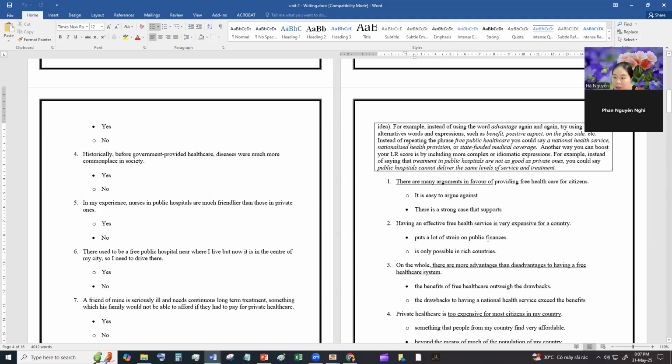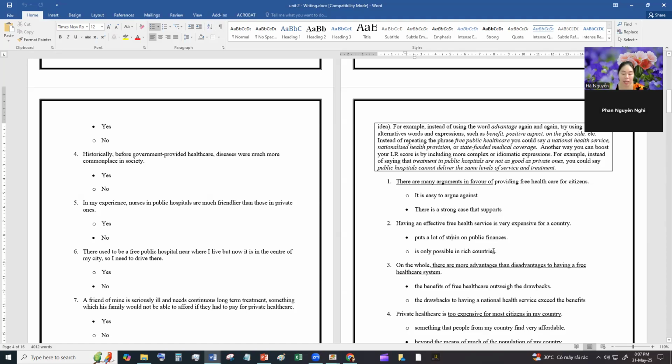Having an effective free health service is very expensive for a country. So it puts a lot of strain on public finances. And if there are any new words, remember to look them up in the dictionary.